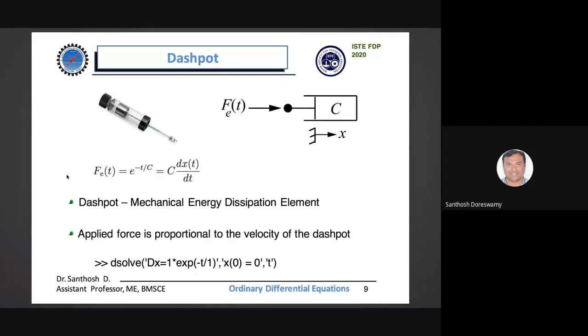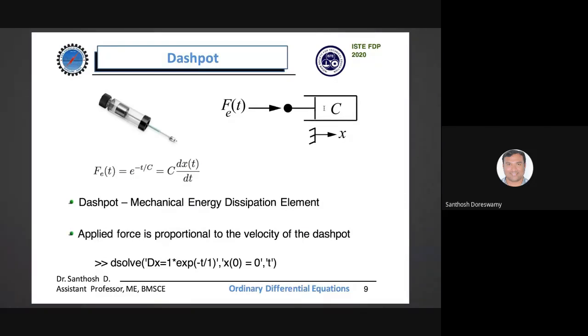If you take a dashpot, you will have a cylinder within which you will have a movable piston, right? If you apply force to this piston on this end, you will see the displacement of the piston within the dashpot. So if I take f of t as a force that I apply at the end of the dashpot, then I can push this piston through a viscous fluid. It can be air or a fluid with a certain viscosity.